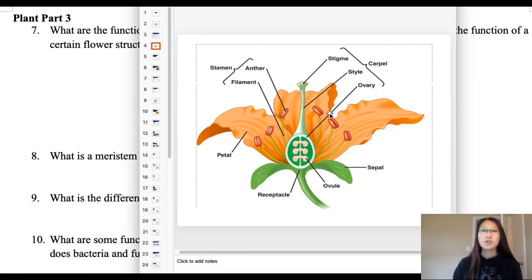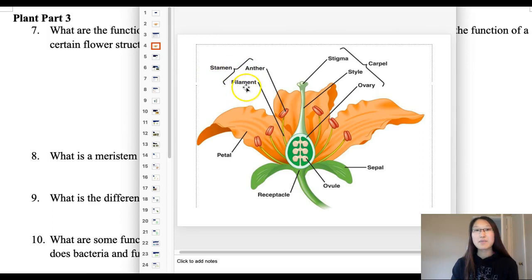Okay, so let's first look at a sepal. The function of a sepal is to protect the flower. The function of petal is to attract pollinators because flowers have male parts and female parts, and the pollination needs to happen in order for flowers to reproduce.